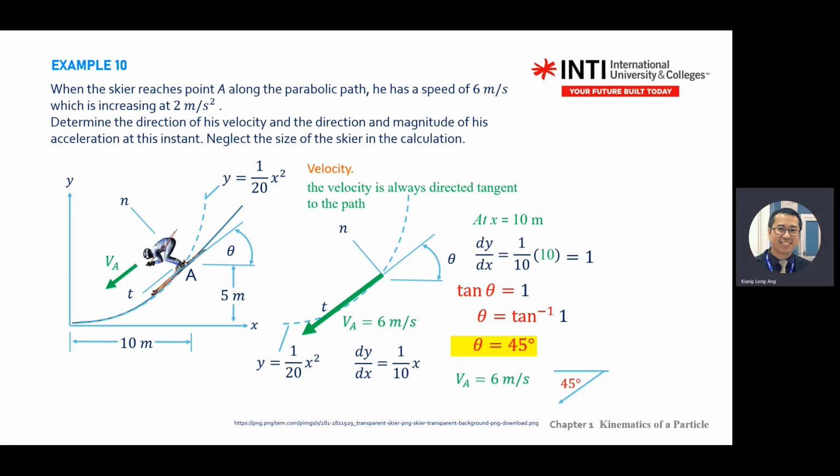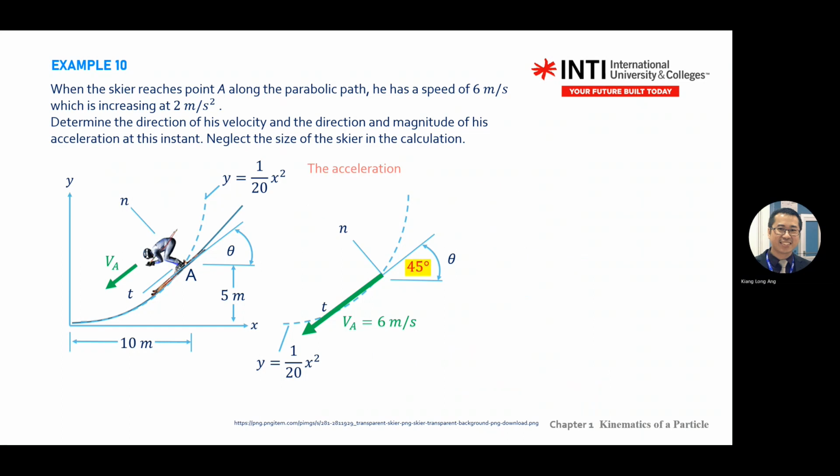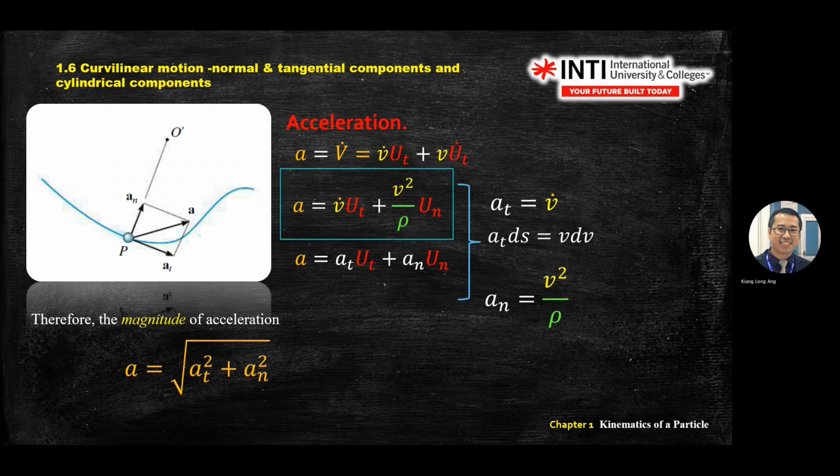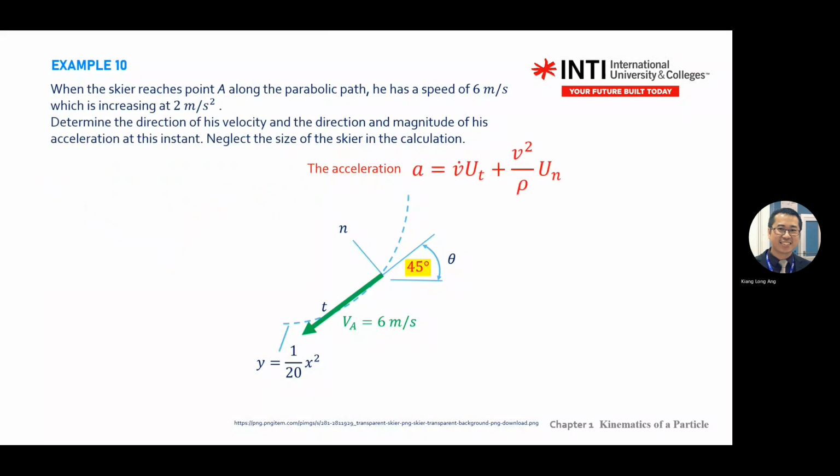Okay, that means your V is a vector with magnitude 6, 45 degrees going down from the horizon. What about acceleration? Recall these slides. Remember, AT is equal to this one, AN is equal to this one, and the magnitude is the square root of the sum of the squares. So recall the equation that you saw on the screen just now.